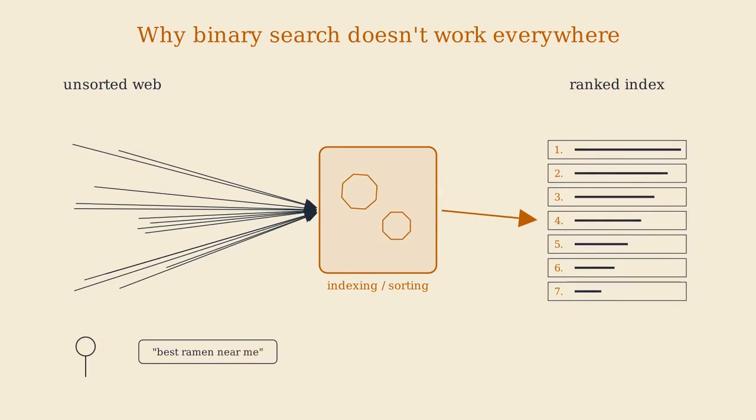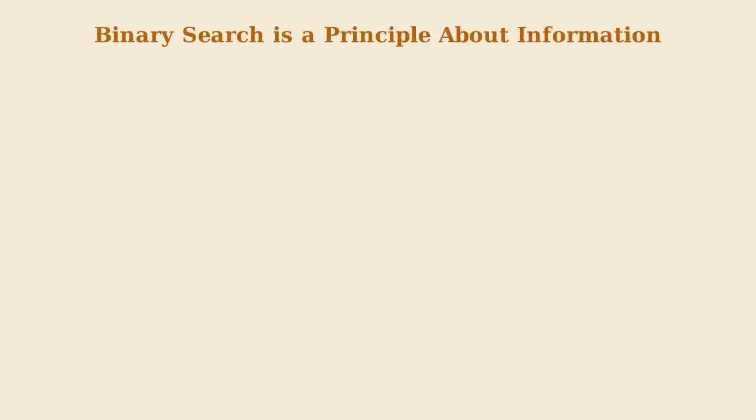The lesson generalizes. Anytime you want fast lookup, you pay for it by imposing structure beforehand. Sorting the dictionary takes effort, but you only sort it once, and then every kid for 100 years gets log n lookups for free. So here's the aha moment I want you to leave with.